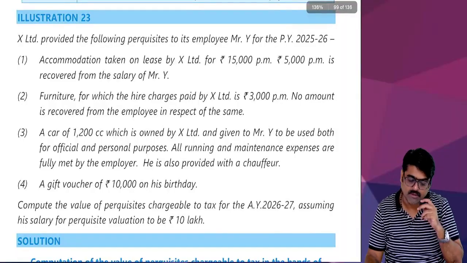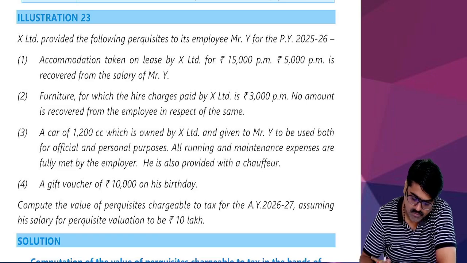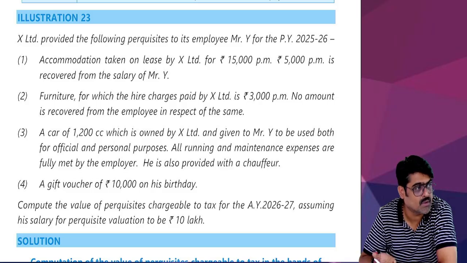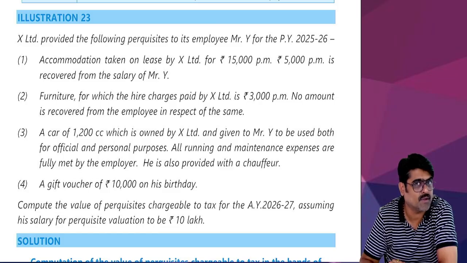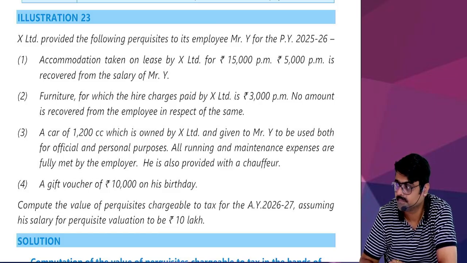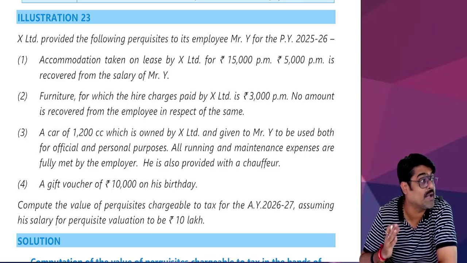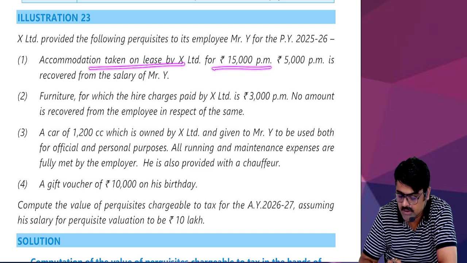Now, X Limited provides the following perquisites to the employees. Mr. Y. Accommodation taken on lease. Employer's owned accommodation or employer has taken on rent? So how much is the benefit of such type of accommodation? Actual rent paid by the employer or 10% of salary, whichever is lower. Yes or no?